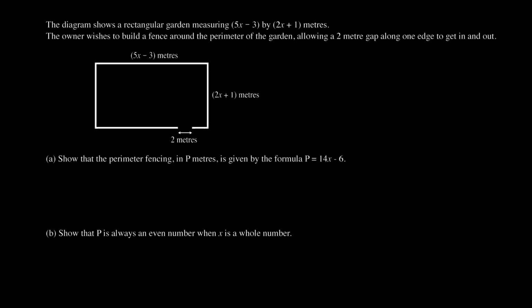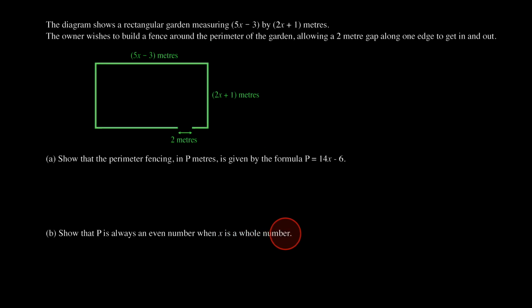Here's the first question. The diagram shows a rectangular garden measuring 5x subtract 3 by 2x add 1 metres. The owner wishes to build a fence around the perimeter of the garden, allowing a 2-metre gap along one edge to get in and out. Here's the drawing. And question A asks, show that the fencing in p metres is given by the formula p equals 14x subtract 6. And question B asks, show that p is always an even number when x is a whole number.